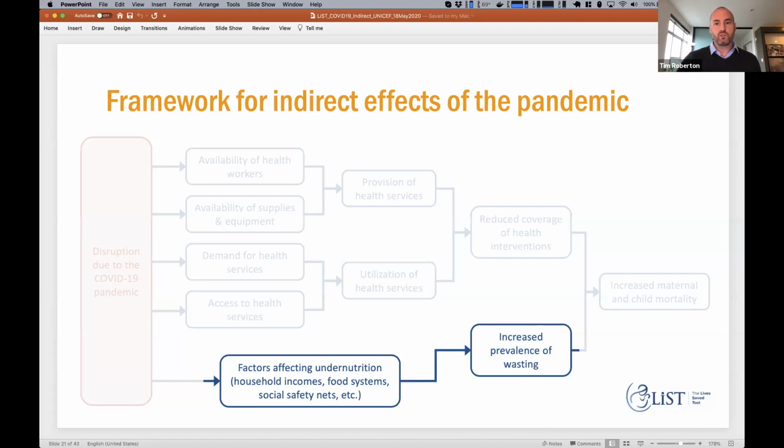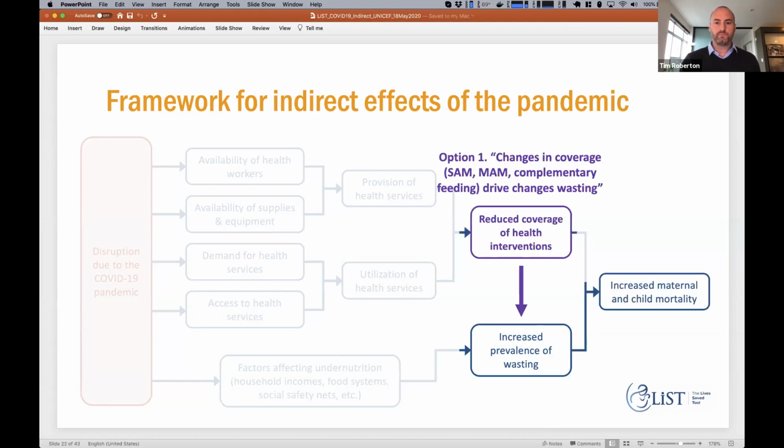For our analysis, we just chose assumptions for the increased prevalence of wasting. Now in LiST, some of you may be familiar, there are two ways in which you can model the impact of wasting itself being changed. The first option is to put in a baseline wasting, and then put in changes in coverage of interventions that affect wasting. So that would be SAM, MAM, and complementary feeding.